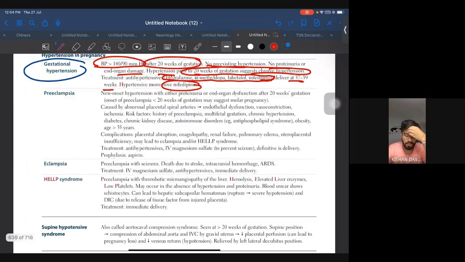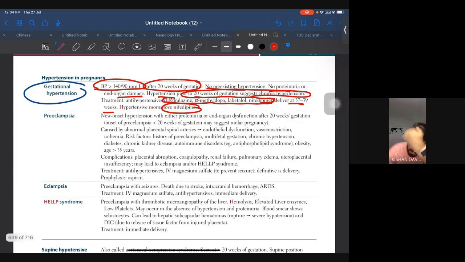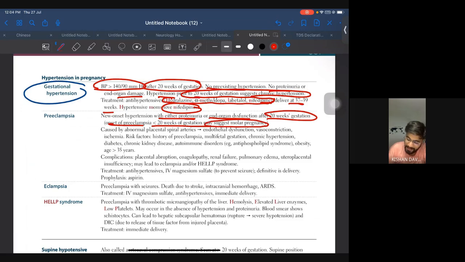Okay, so coming to preeclampsia: new onset hypertension with either proteinuria or end organ damage after 20 weeks of gestation. Okay, onset of preeclampsia less than 20 weeks of gestation may suggest molar pregnancy. It means if it was before 20 weeks, it is a kind of chronic hypertension. But if it is after 20 weeks, it is gestational hypertension, or it can be preeclampsia if there is end organ damage. Okay, caused by abnormal placental spiral arteries.